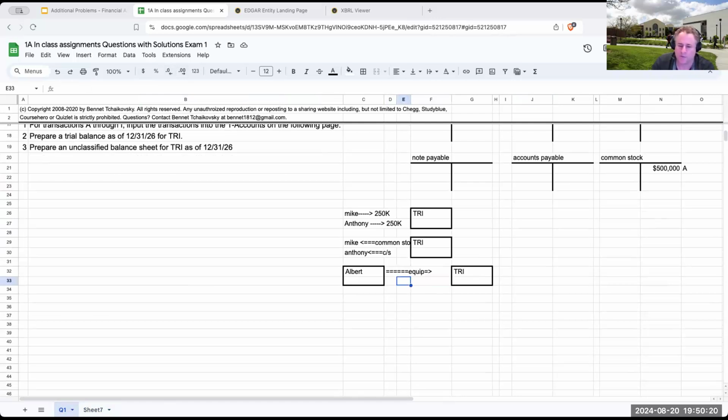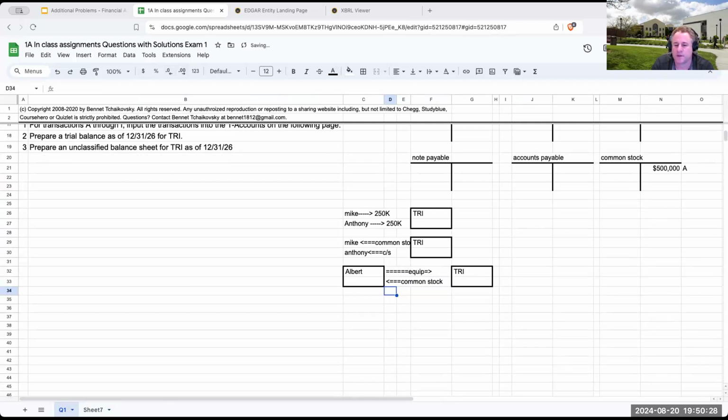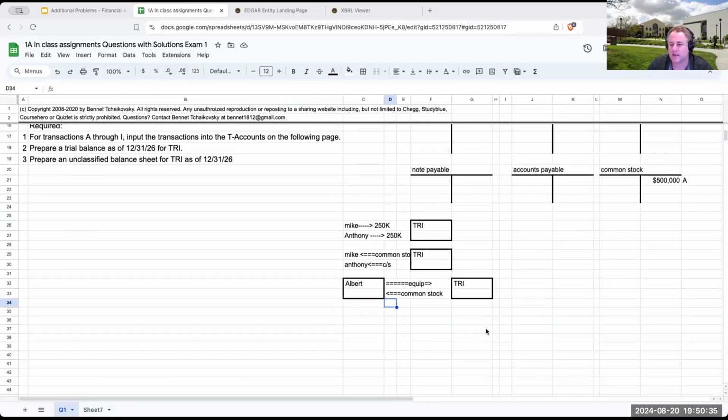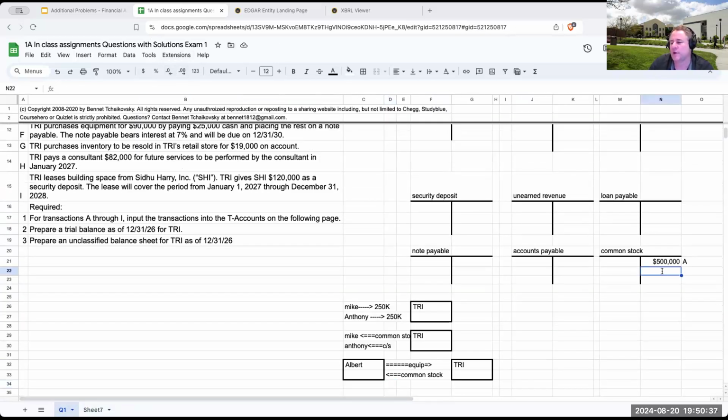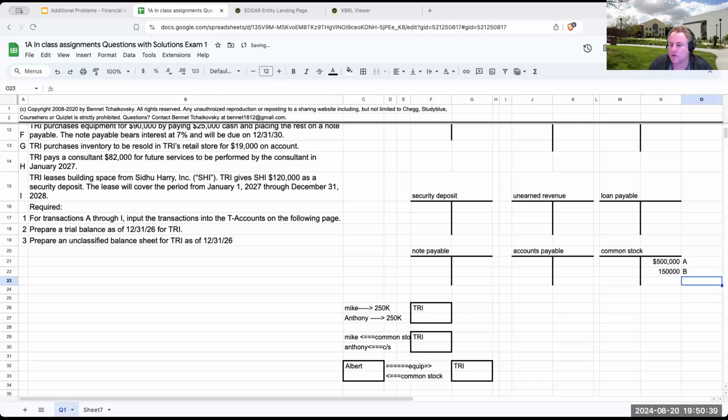Well, over here, what is TRI giving up? Well, they're giving up common stock. And over here, how do we record a common stock transaction? Well, we just went through and did it. It's exciting. We're going to go over here and credit common stock for $150,000. That's how we're going to record that transaction.